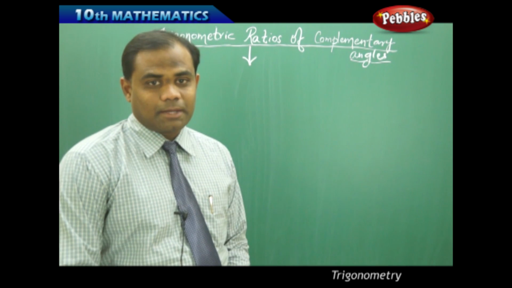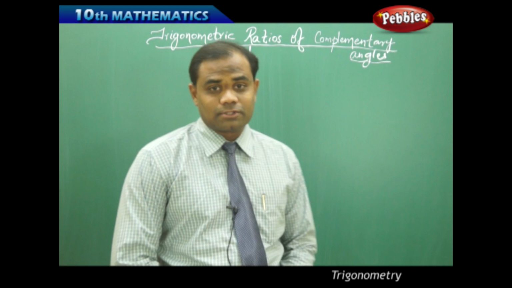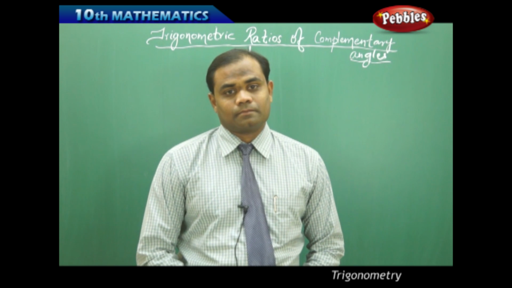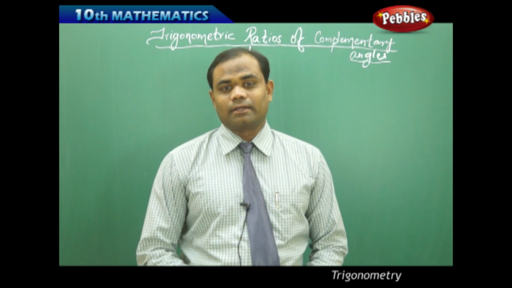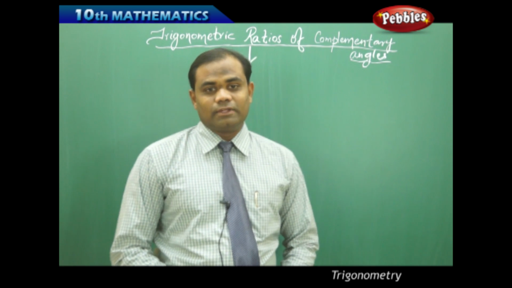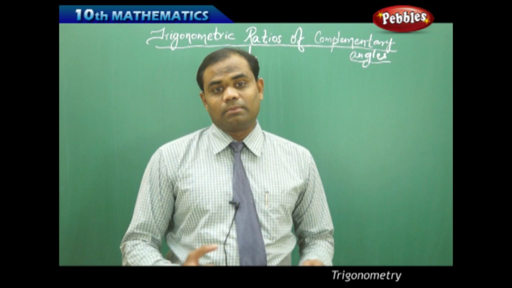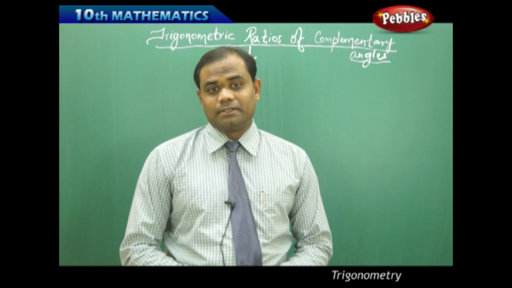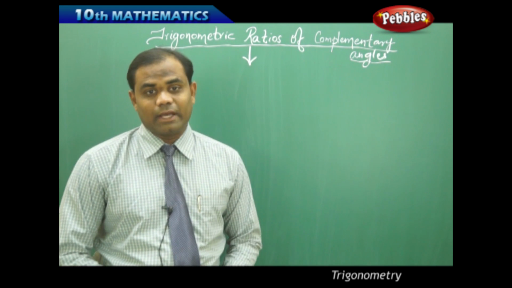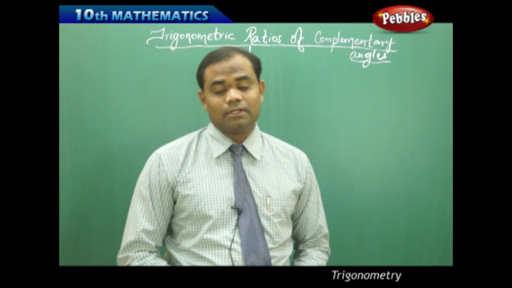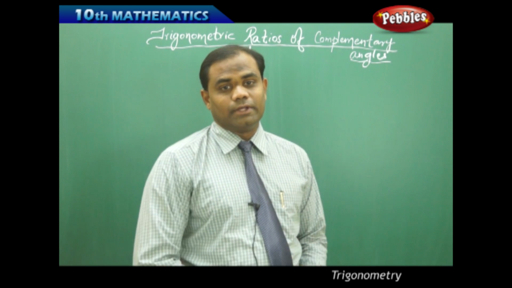So the session is about the trigonometric ratios of complementary angles. So what are complementary angles? If the sum of the angles is 90 degrees, then we say the two angles are complementary. If the sum of the angles is 180 degrees, we say the two angles are supplementary angles. That is the session for today.